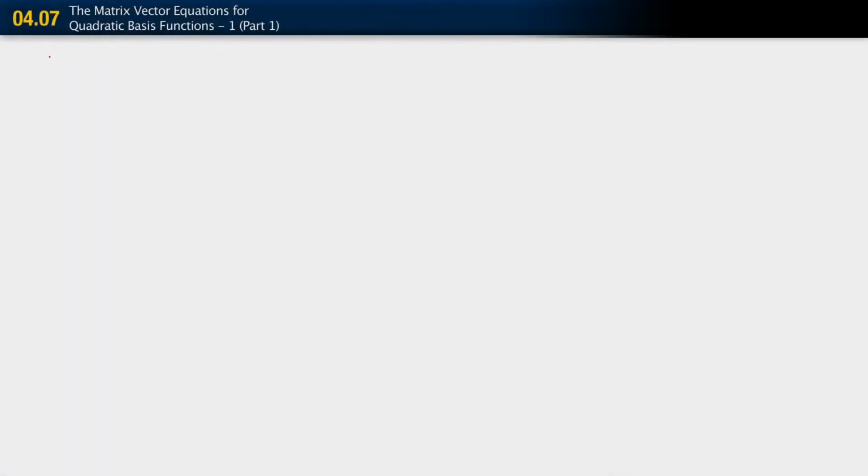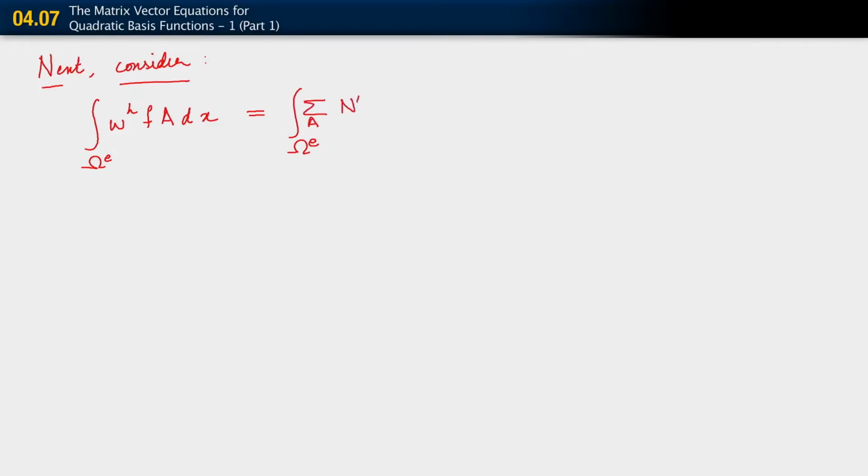Okay. So we will next consider the following term. Integral over omega e, w^h f A dx. All right, no gradients in here, so this actually becomes a somewhat simpler integral to calculate. It's the integral over omega e. For w^h, we have the sum over A of N_A c_A^e, and we'll put parentheses around here to remind ourselves that this is what w^h is represented as. We have f A dx.